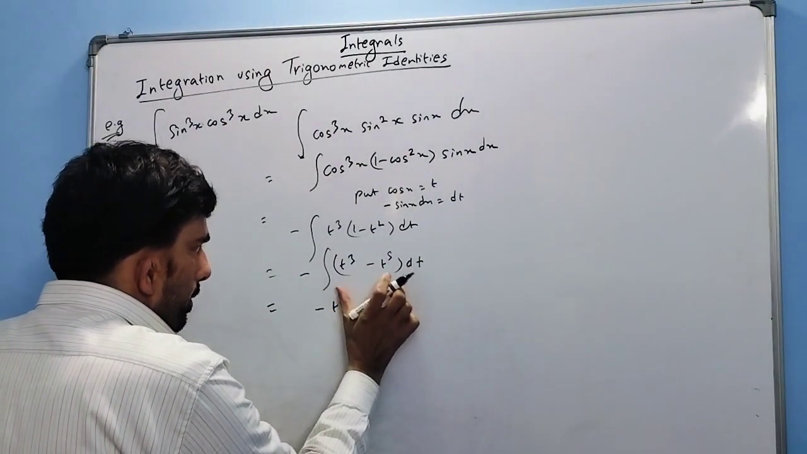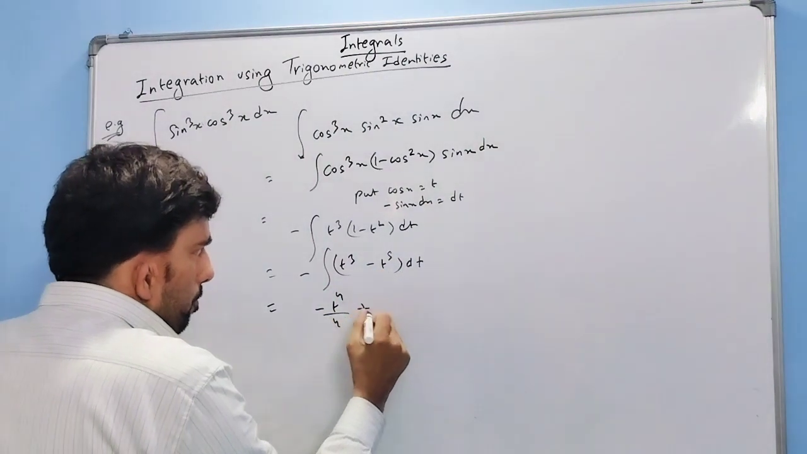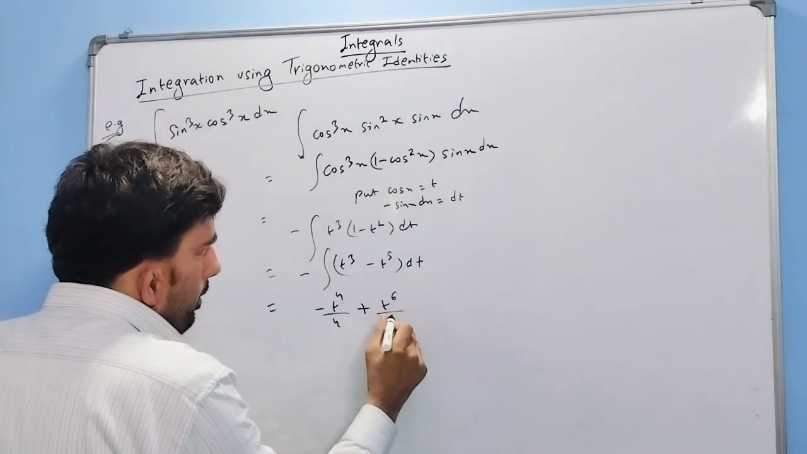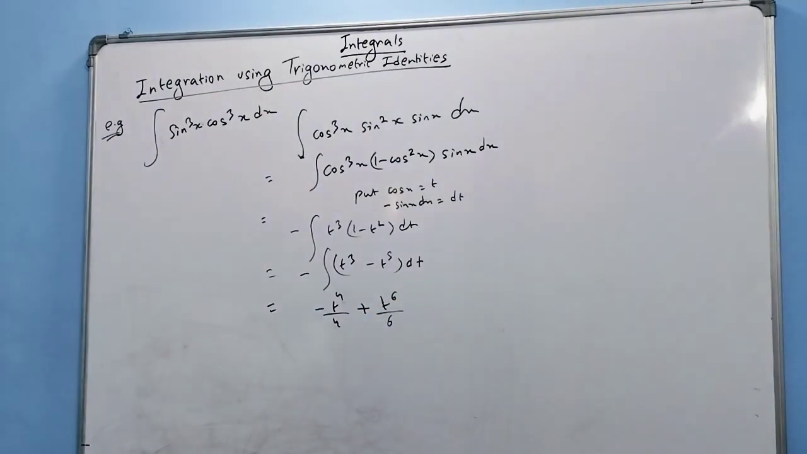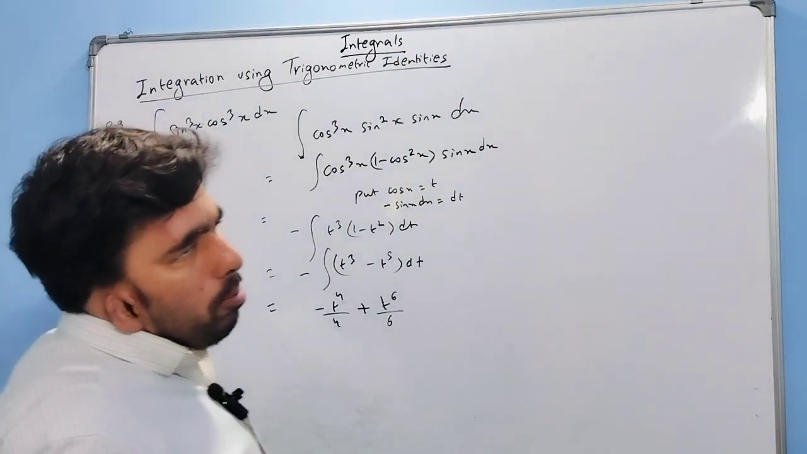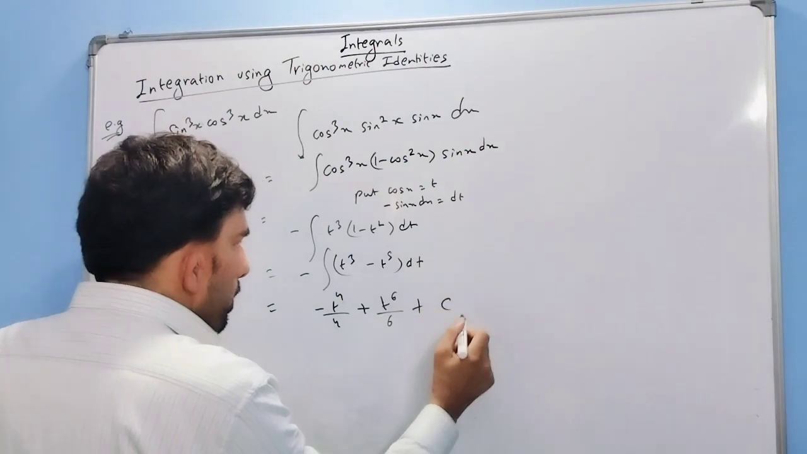I will have this t4 by 4, t6 by 6, using the formula that x power n integrates to x power n plus 1 upon n plus 1 in the denominator. So I got my answer.